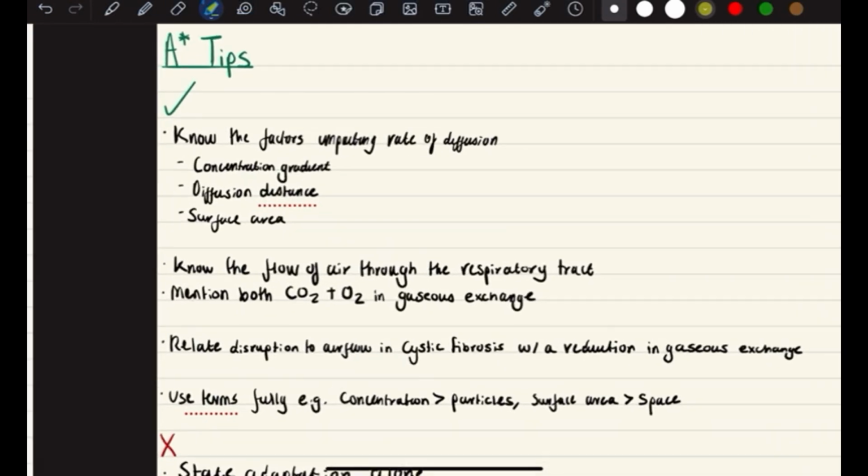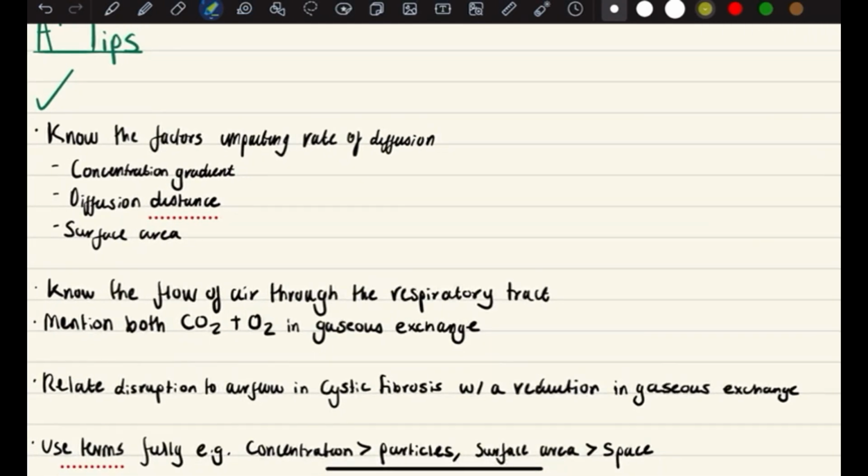So what do I definitely want you to do? Know the factors that affect the rate of diffusion, right? Concentration gradient, diffusion distance, surface area. Always link it back to Fick's law. And in your questions, always relate or try to relate to these 3 things because that's going to help you massively in the exam to kind of know what you need to talk about.